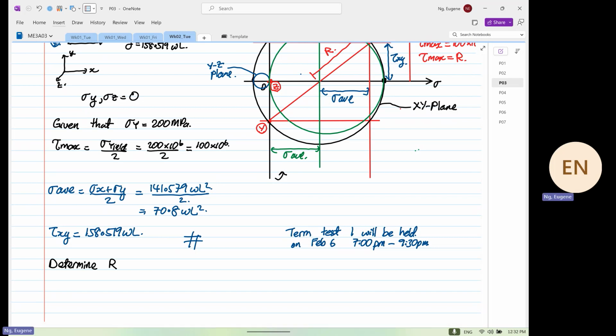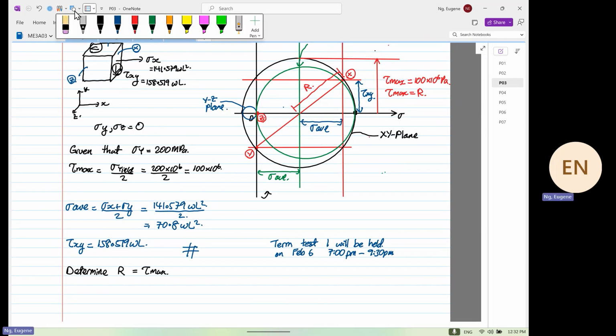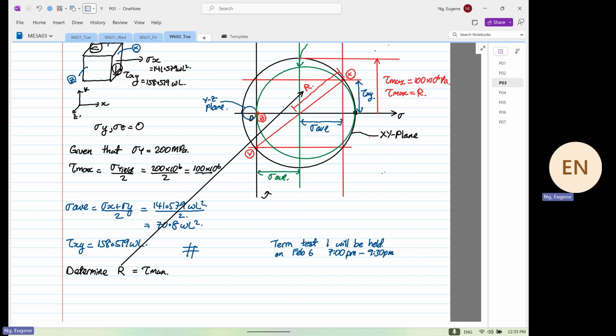our radius R, which is equal to our tau max. The R I refer to over here is this R over here. And we know that tau max cannot be more than what? 100 megapascal. So we already know our average stress is equal to 70.8 omega L squared.